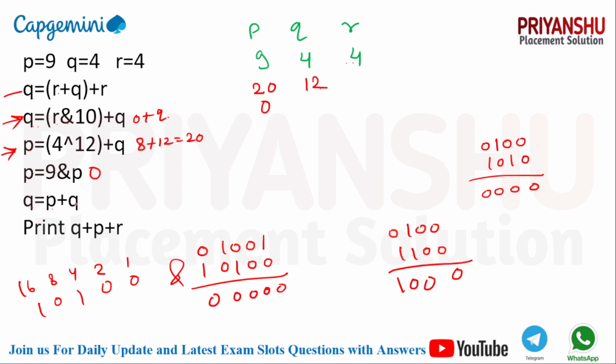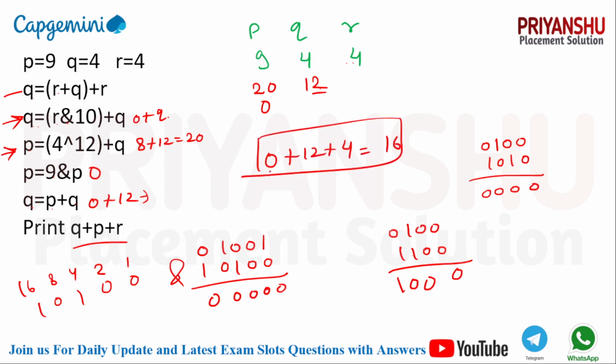Then q equal to p plus q. 0 plus 12 will give you 12, right? So yes, 12 is there. Now p plus q plus r means 0 plus 12 plus 4, it will give you 16. Let's move to the next, guys.